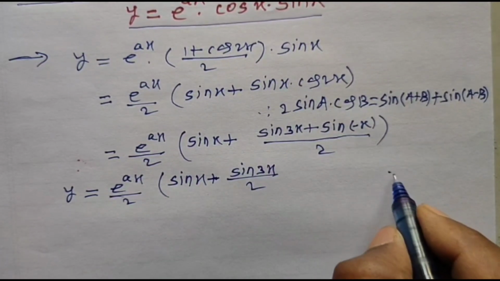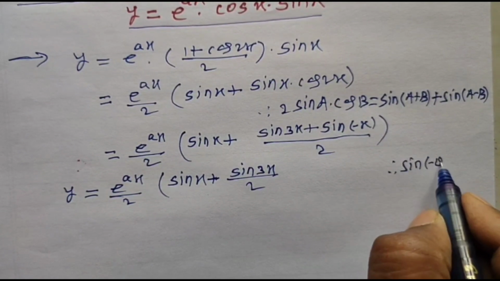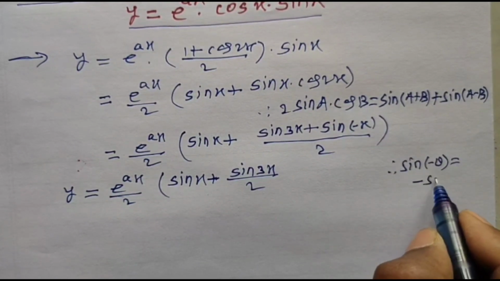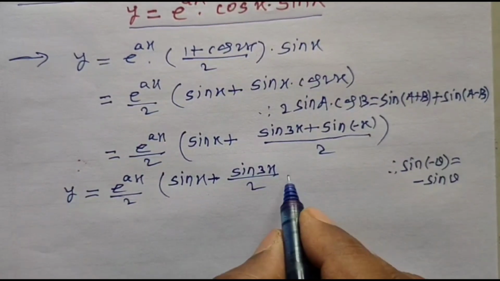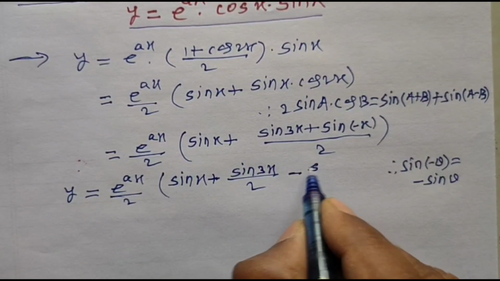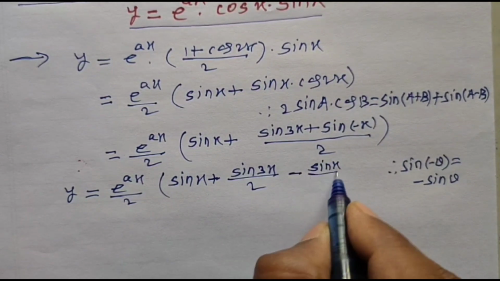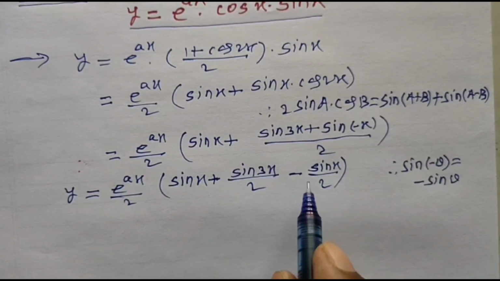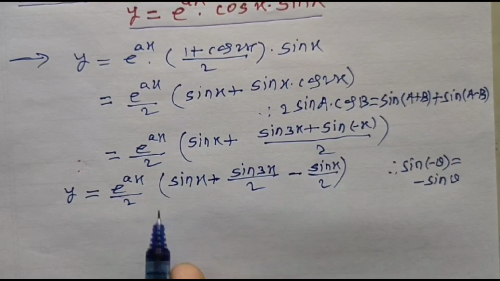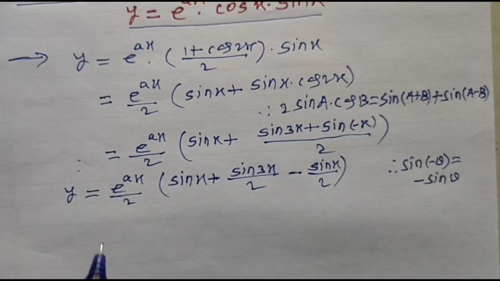And you know, sin of minus theta is equal to what? Minus sin theta. So, sin of minus x becomes minus sin x. Hence, minus sin x divided by 2. This is 1 times sin x and this is minus half times sin x. 1 minus half is half.